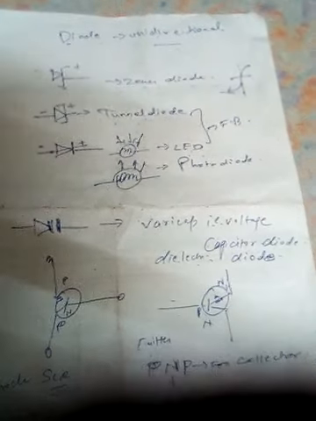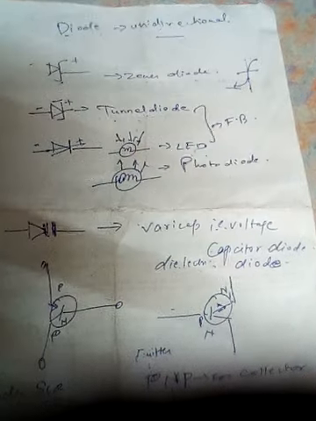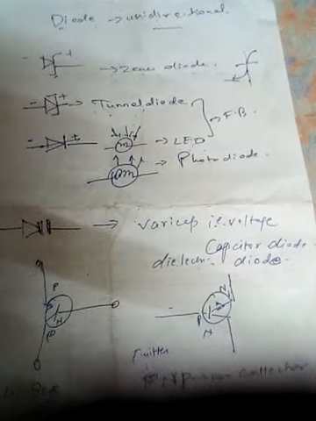Now another topic is the integrated circuit. What are ICs? Integrated circuits are made up of silicon. The material is monolithic and silicon. Okay, this is all about the integrated circuit.